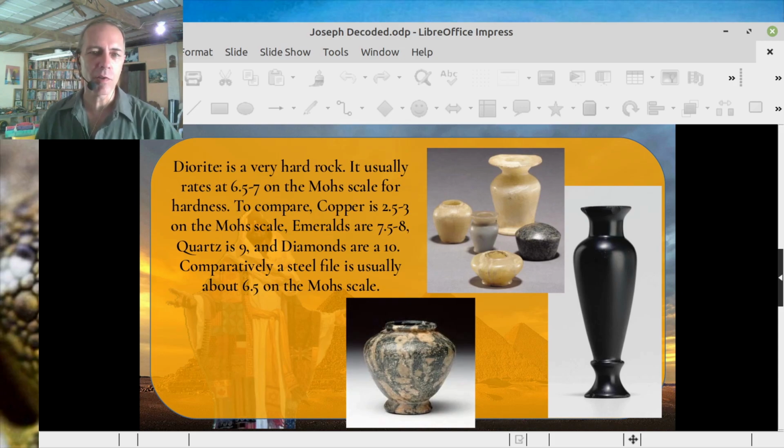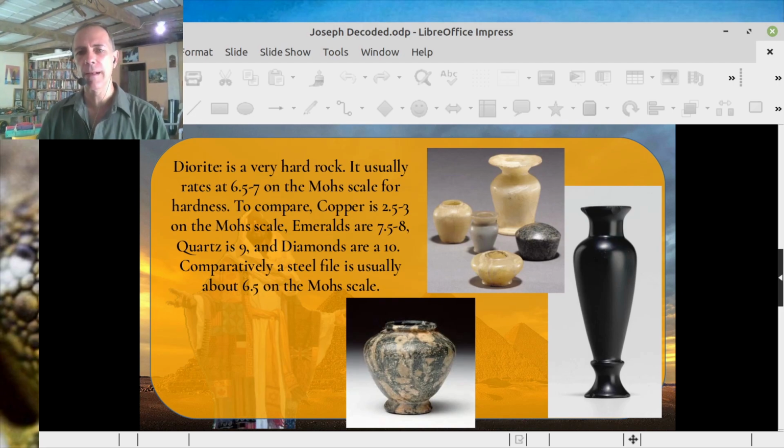And of course, diamonds are a 10 on the Mohs scale. Comparatively, a steel file is usually about 6.5 on the Mohs scale. So could you use a steel file to work on diorite? No, it's not strong enough. It's actually weaker or about the same strength as diorite. And so you need a stronger material. A typical file wouldn't scratch it.